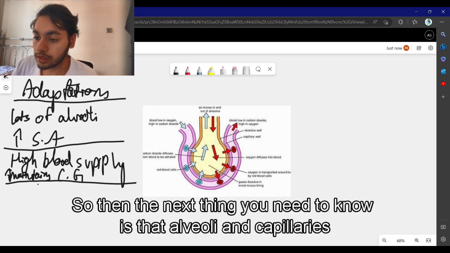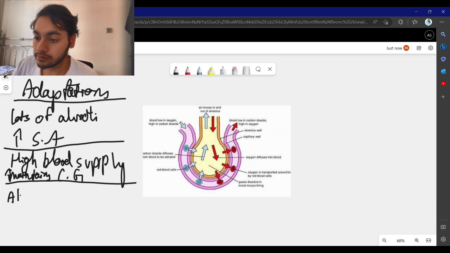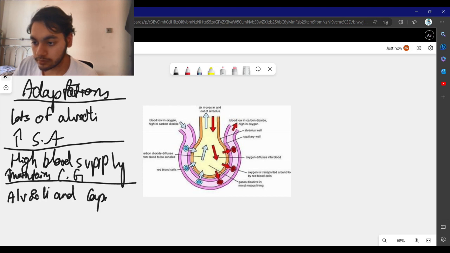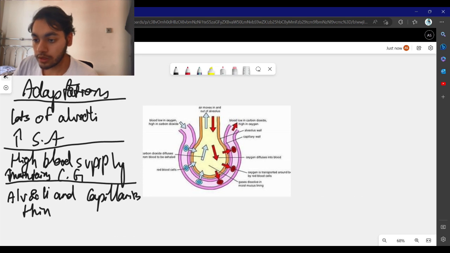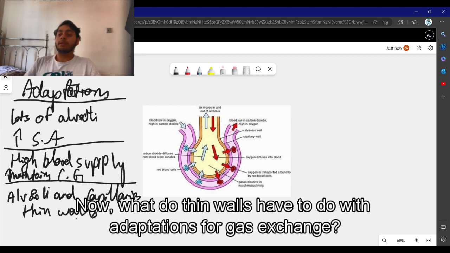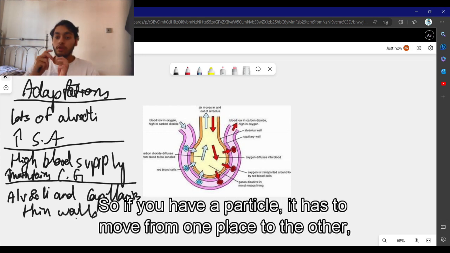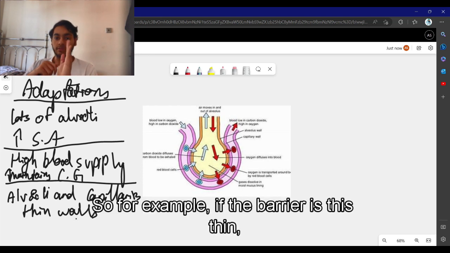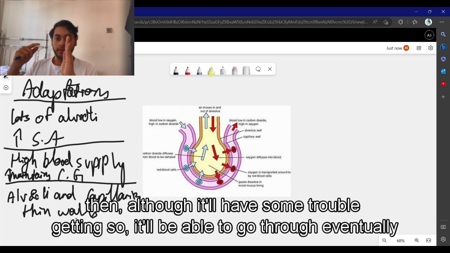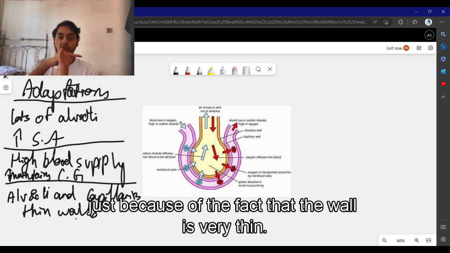So then the next thing you need to know is that alveoli and capillaries have very thin walls. Now, what do thin walls have to do with adaptations for gas exchange? If you have a particle, it has to move from one place to the other, but there's a barrier surrounding it. If the barrier is this thin, then although it will have some trouble getting through, it will be able to go through eventually, just because the wall is very thin.